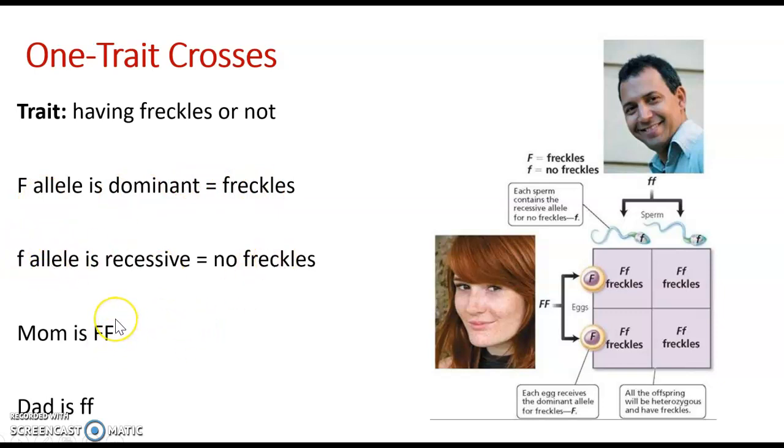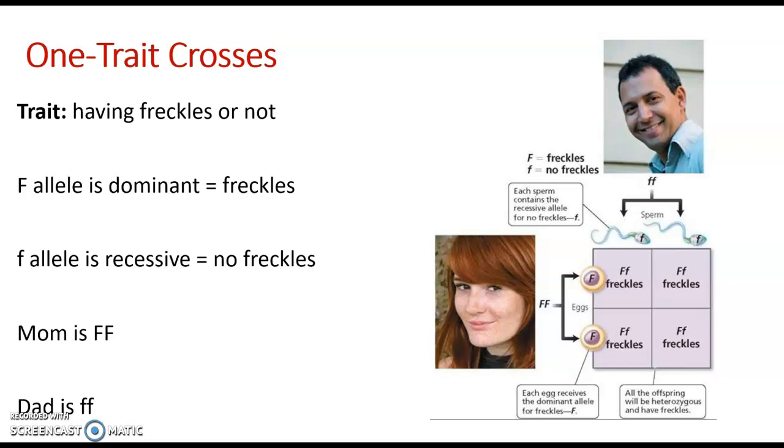Mom is homozygous dominant, 2 copies of the dominant allele. Dad is homozygous recessive, 2 copies of that little f recessive allele. Then we can match these up in a Punnett square to help us determine the probability that their offspring will have freckles. That's the purpose of a Punnett square, to determine the probability that the offspring will have a specific trait, in this case freckles.